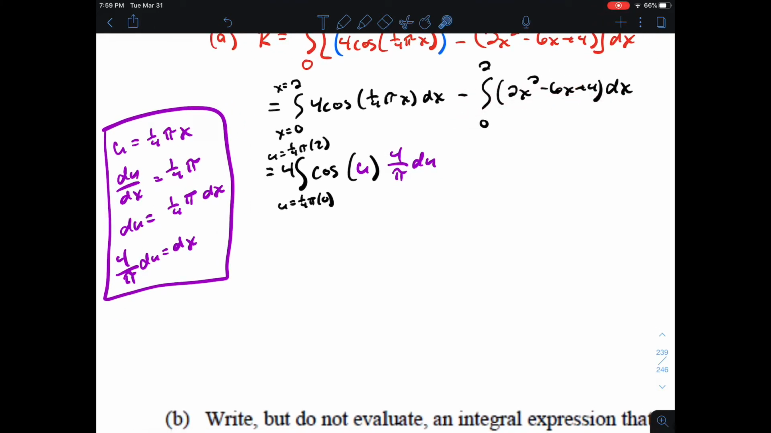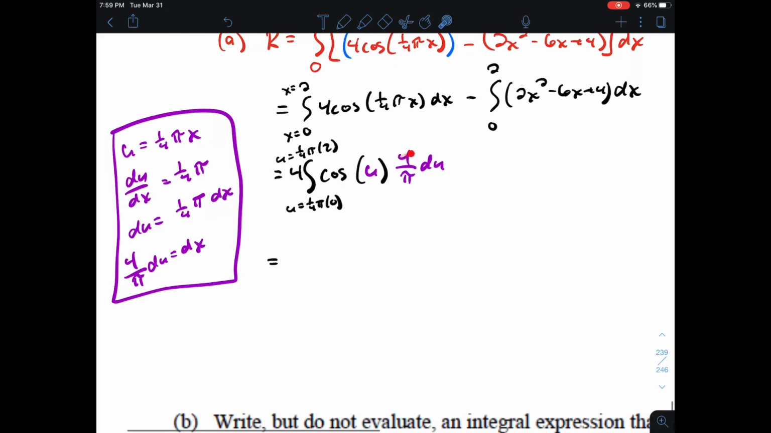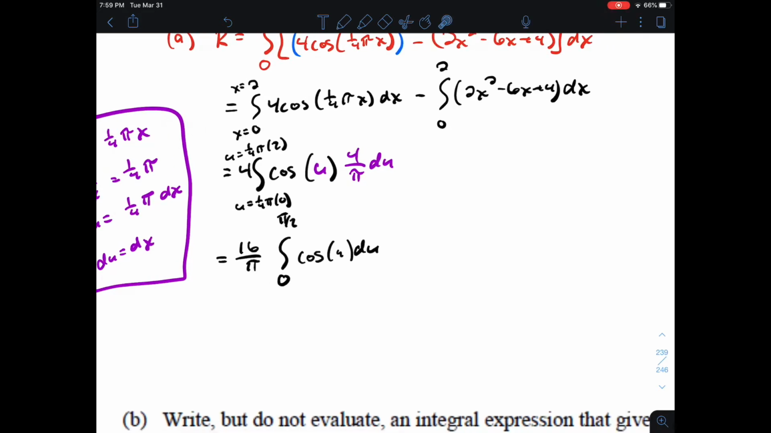So I'm going to ignore this for the time being and just focus on this so we can see what's happening here. I can pull this 4 out to the front and also the pi. So that's 16 over pi integrating from 0 to pi over 2, and then it's cosine of u du. The second function, we can integrate directly with the x's. This one has u's in it now, the first one. I don't need to change the upper and lower limits at all.